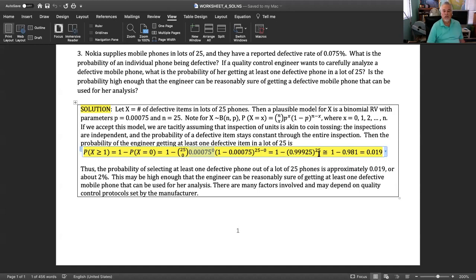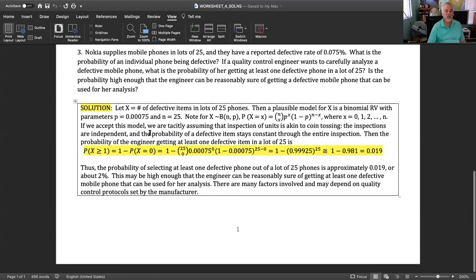So now going to the calculator, we can calculate 0.9925 raised to the 25th power and then subtract it from 1, and we come out with the probability that x is greater than or equal to 1, and that's equal to 0.019. Okay. And depending upon the protocols and the quality control procedures, this may be deemed too high or too low. So it may be high enough that the engineer can be reasonably sure of getting at least one defective mobile phone that can be used for analysis. All right. Are there any questions about the solution to number 3?